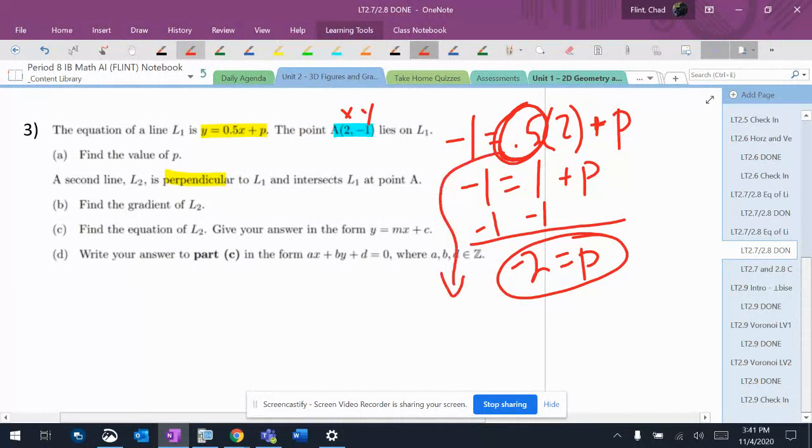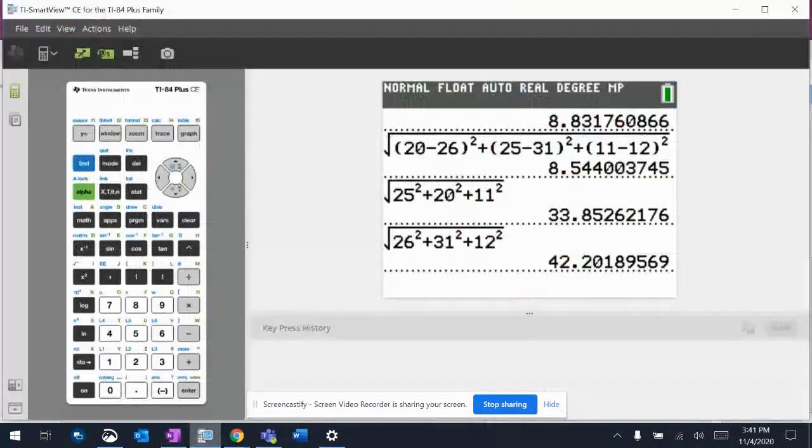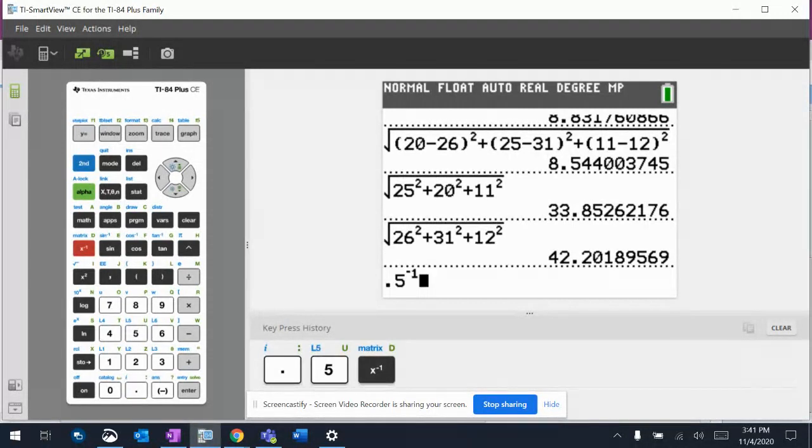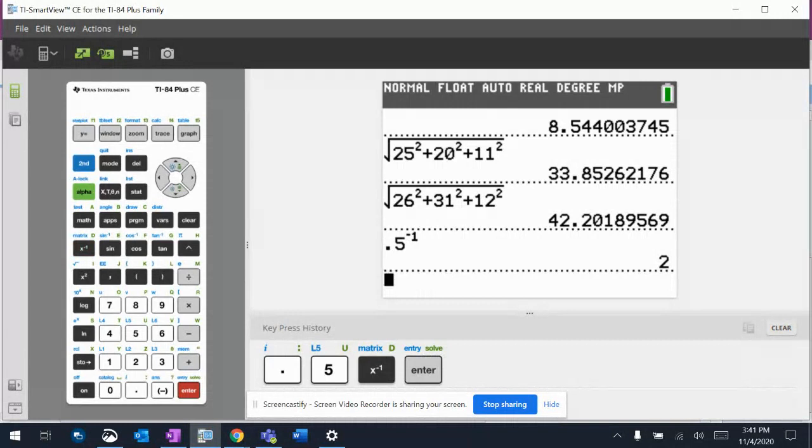To get perpendicular, you have to take that 0.5 and you have to do the negative reciprocal of it. This is challenging, okay? But if you go into your calculator, halfway down the left-hand side, there's this button that says x to the -1. That will actually give you a reciprocal. So if I do 0.5 to the -1, that's going to give me 2. All right, now that's a reciprocal button. It's the -1 power, which takes a reciprocal, okay?